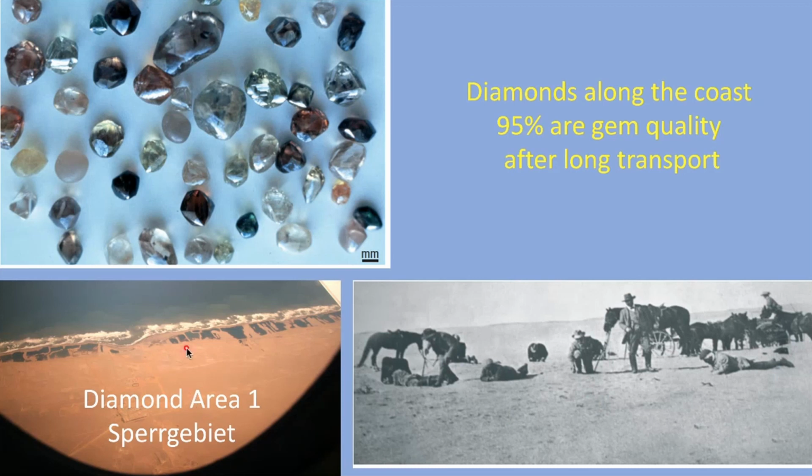Now, today, what the NAMDEB has to do is they have to push the sea back and try to mine all the nooks and crannies. This would be north of the Orange River. And so this whole coastal region here has been heavily mined by pushing the sea back and getting out the diamonds that are there along the coast.